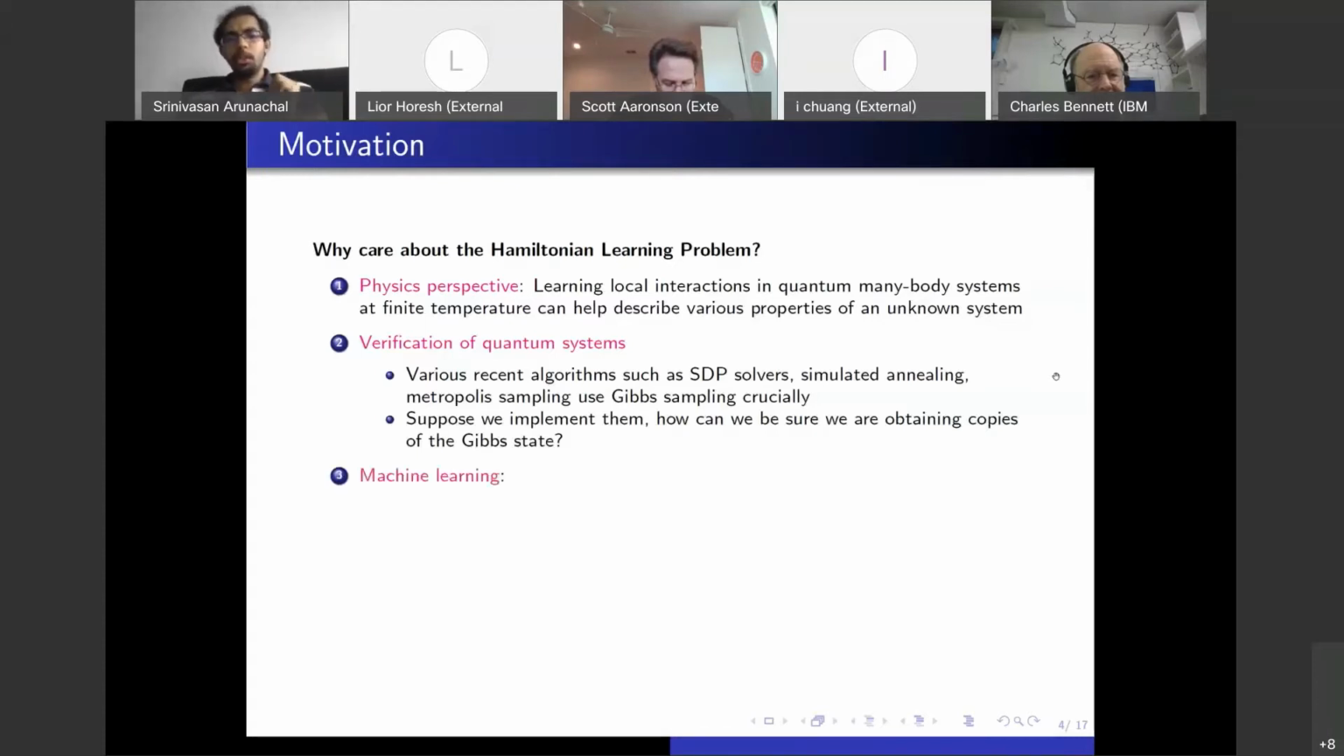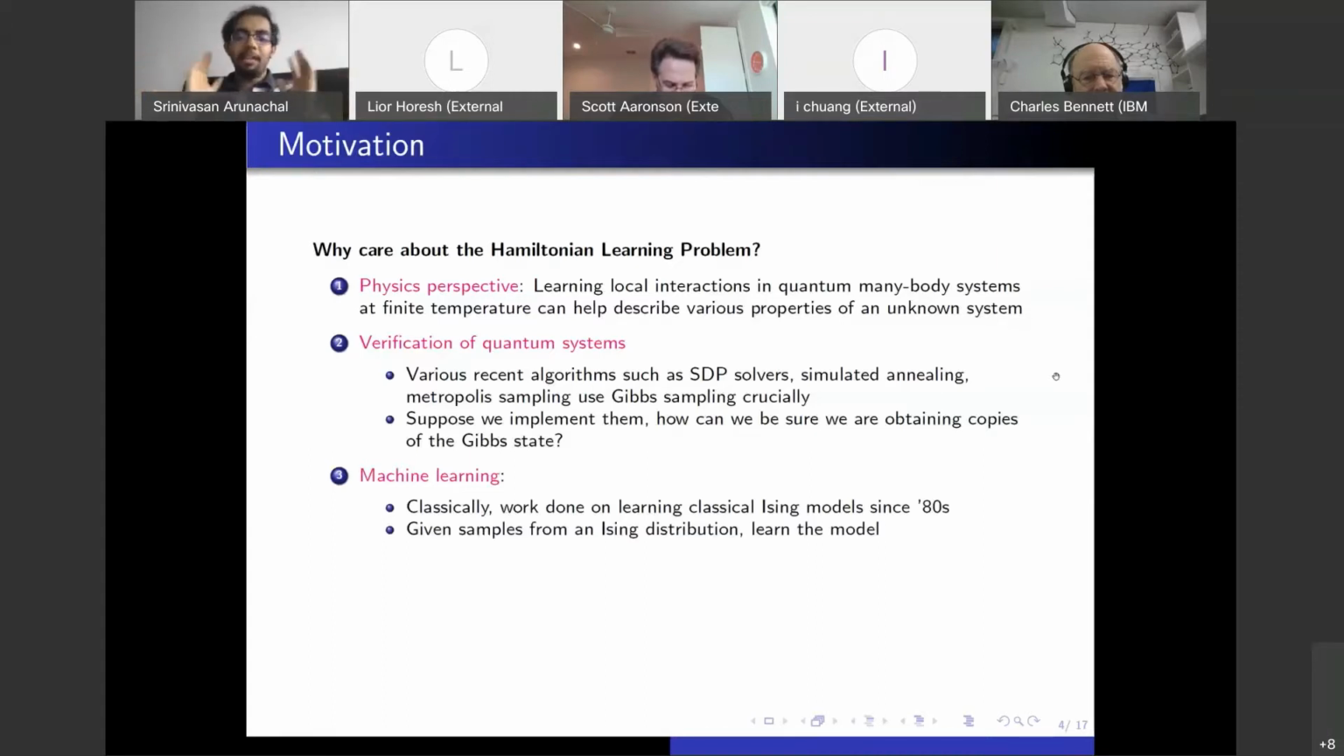And the third is this machine learning motivation, which I spoke about at the start. Our work naturally generalizes a very important problem in classical machine learning, the problem of learning classical Ising models. This was introduced by Geoff Hinton back in the 80s. I'll talk more about this in a bit. But in this classical Ising model learning problem, the problem is pretty simple. You have an Ising model, an Ising distribution. Someone gives you samples from this Ising distribution, and you want to learn the model. That's really it.